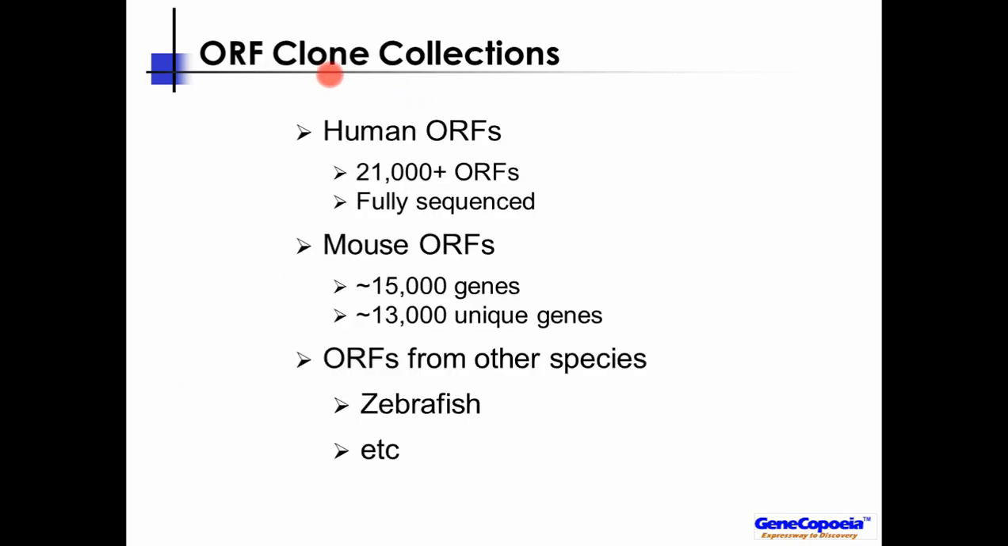All right, so our ORF collection, as I mentioned, is very extensive. The human collection of ORFs includes more than 21,000 ORFs, which again are fully sequenced. The mouse ORF collection contains ORFs for 15,000 genes, 13,000 of which are unique. And we also have ORFs from other species, such as zebrafish.